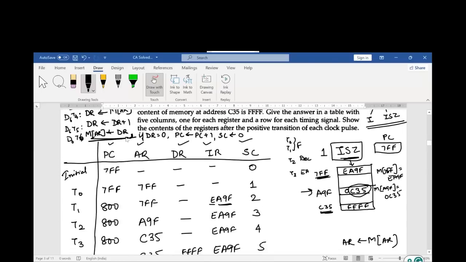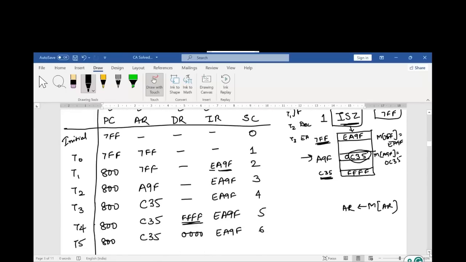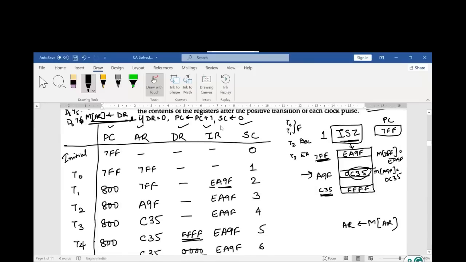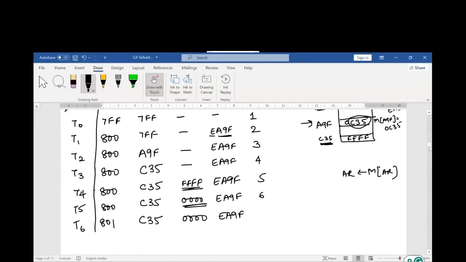Now, in the last timing signal, T6, what happens? DR is transferred back to memory. Do we need to show it? No, because we are not showing the content of memory. But yes, the updated value of DR is stored back to memory. Along with it, we are checking the value of DR. If DR is 0, skip; that is, increment the value of PC. Is the value of DR 0? Yes. So increment the value of PC, and it would become 801. The other registers would remain unchanged. Lastly, the instruction is completed, so we are setting the sequence counter back to 0.